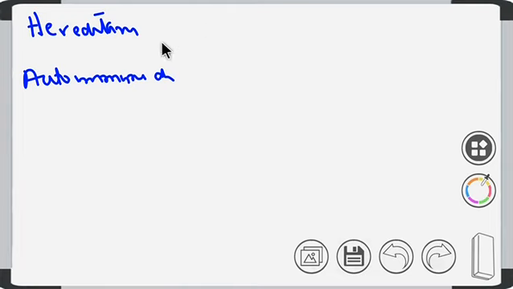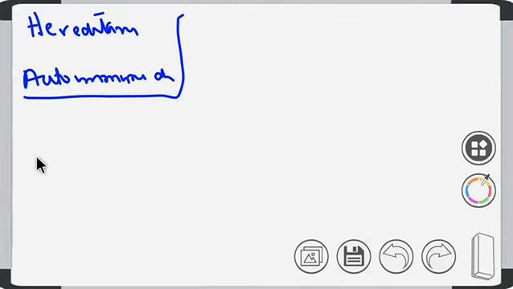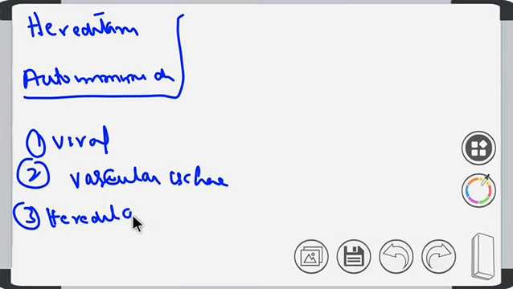Okay. So what are the causes of Bell's palsy? The first one is viral causes. The second one is vascular ischemia. Third one is hereditary. Fourth one is autoimmune. Right? These are the four important causes. Now let's see what are the clinical features that we can see in Bell's palsy.